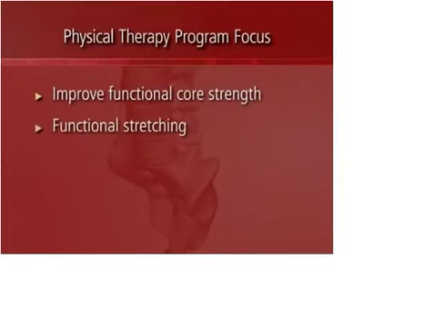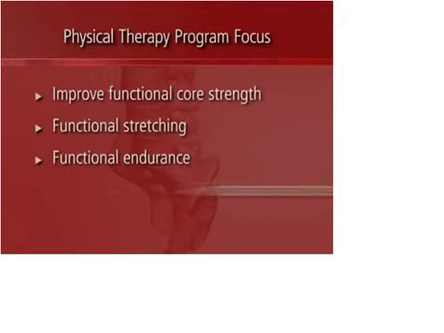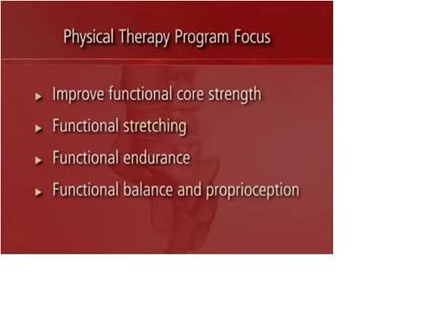This is to regain or improve the range of motion and flexibility of the muscles in your back in all directions. The third is functional endurance. This is to improve your muscular endurance and your ability to maintain correct postural alignment. And finally, the last area is functional balance and proprioception. Proprioception means improving your ability to maintain balance in all planes.